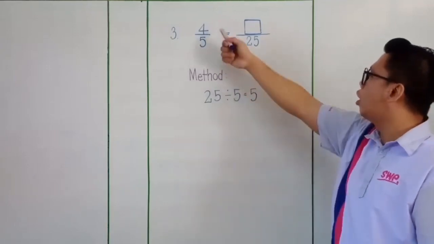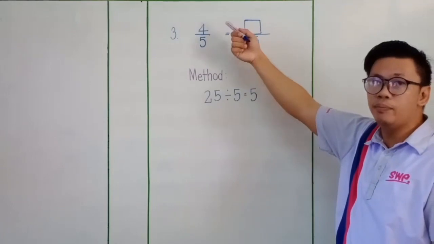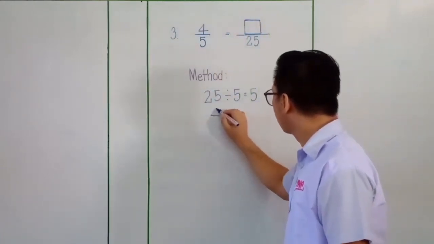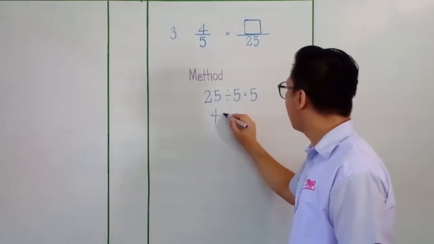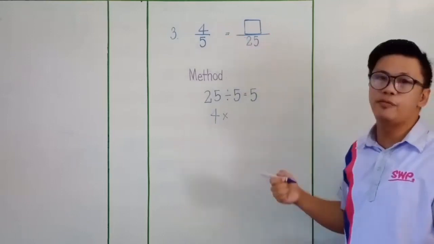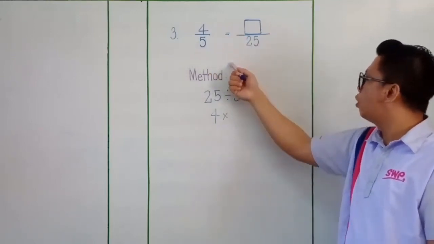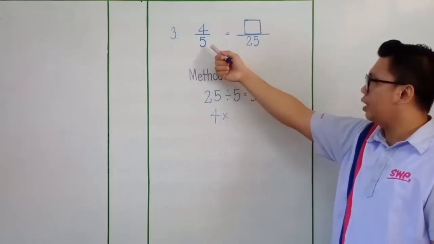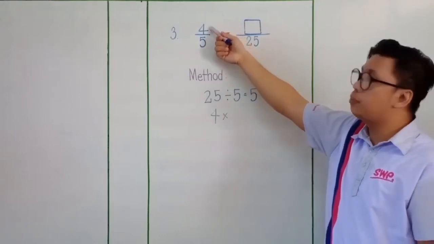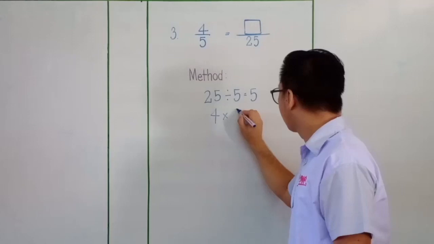Very good. So let's write the numerator. What is the numerator? The 4. So we will write 4, and then times. What number will we multiply by 4? 5. Why 5? Because the denominator is multiplied by 5. What we multiply in the denominator, we multiply also in the numerator.